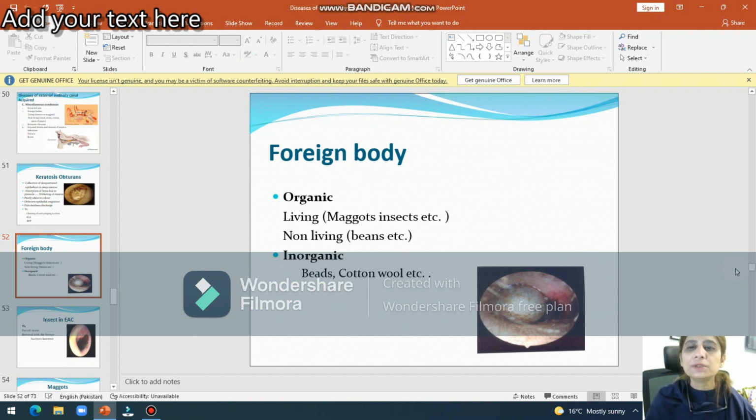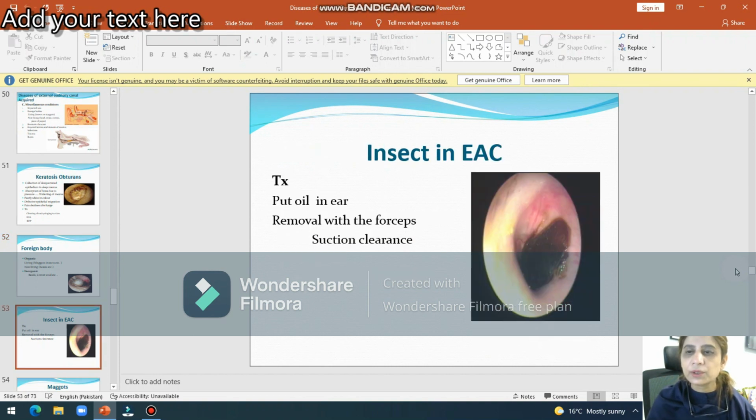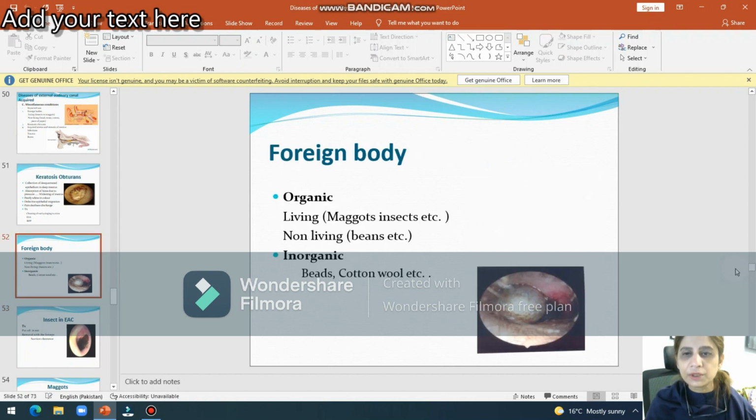For living foreign bodies, that are maggots and insects, if there is an insect in the external auditory canal, put some oil inside the external auditory canal. It will choke the respiratory system of the insect, and after killing the insect, it will be easy to remove the insect with the help of forceps, suction, or syringing.